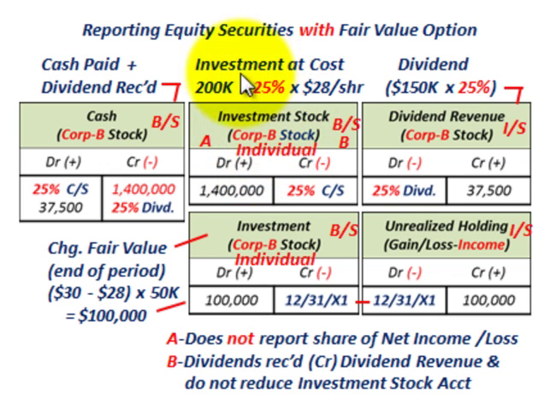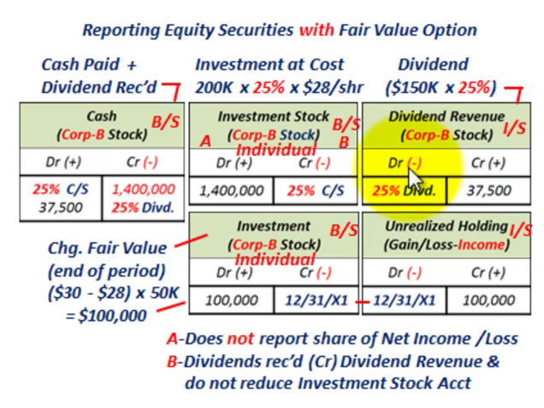So again, at cost, 200,000 shares, a 25% interest in the company at $28 per share. Same as with the equity method, you debit it for $1,400,000, and then credit or reduce your cash for what you paid, $1,400,000. Now we have to deal with that dividend. Before, with the equity method, the cash dividends received reduced the investment stock account. But with the fair value option, all we do is recognize it as dividend revenue, individually for that Corp B stock, on our income statement.